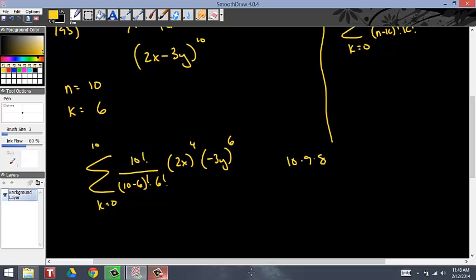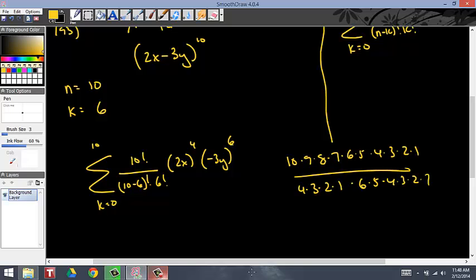Okay, let's figure out the coefficient first. 10 times 9 times 8 times 7 times 6 times 5 times 4, 3, 2, 1, all over 10 minus 6 is 4, so 4, 3, 2, 1 times 6, 5, 4, 3, 2, 1. Yes? Gone? Do we agree with that? 4 times 2 is 8. 9 divided by 3 is 3. 10 times 7, 70, 210. Times 2x to the 4th is going to be 16x to the 4th.